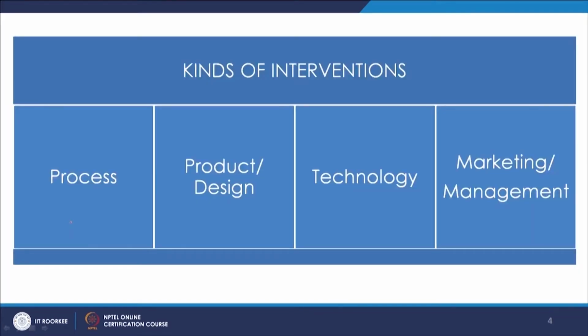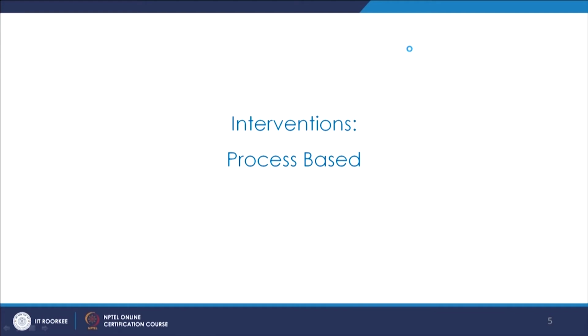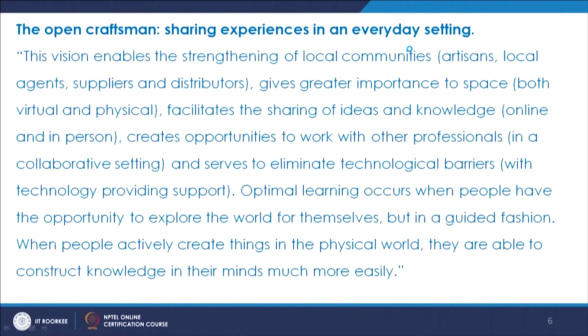So I will not be discussing in detail, there are a lot of visuals and I will be flipping over what all we discussed. So basically we had these four classifications under the umbrella of kinds of interventions, and we discussed about them one by one. So we started with the process based interventions, and we tried to understand the concept of the open craftsman, where a lot of focus is given to the local communities and the sharing of ideas and knowledge is encouraged.